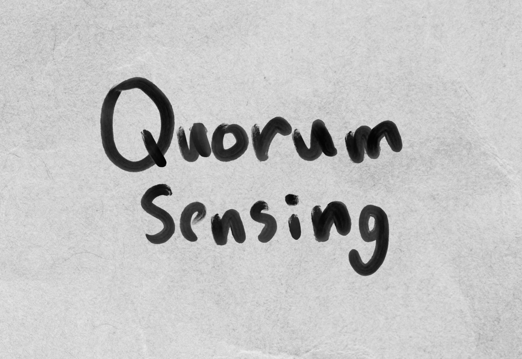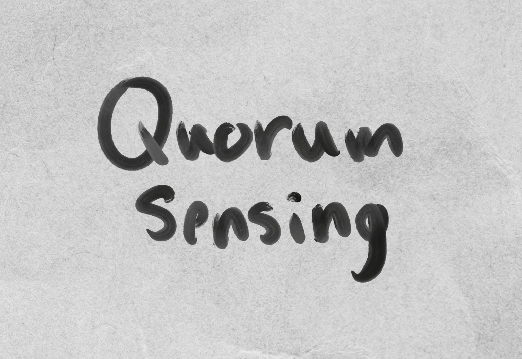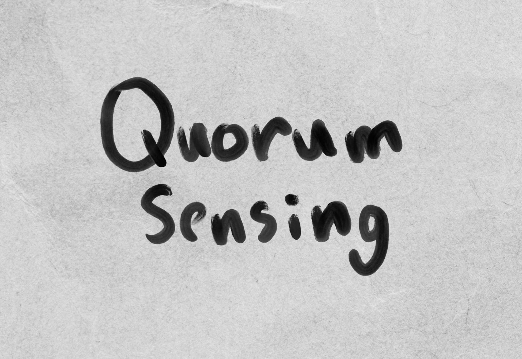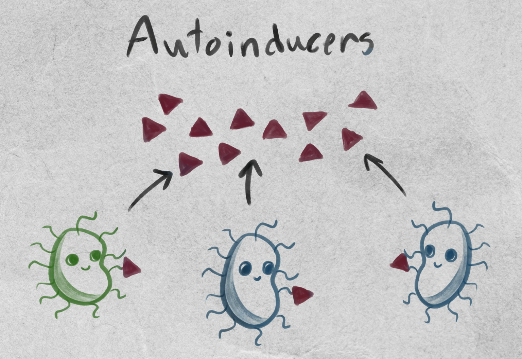Quorum sensing is a system for bacterial cells to detect the population densities of bacteria around them. They then use that information to decide whether to act as individual cells or as part of a group. Let's take a look at how this works.